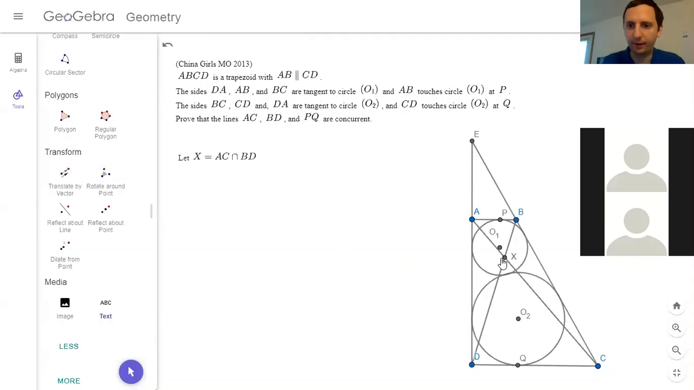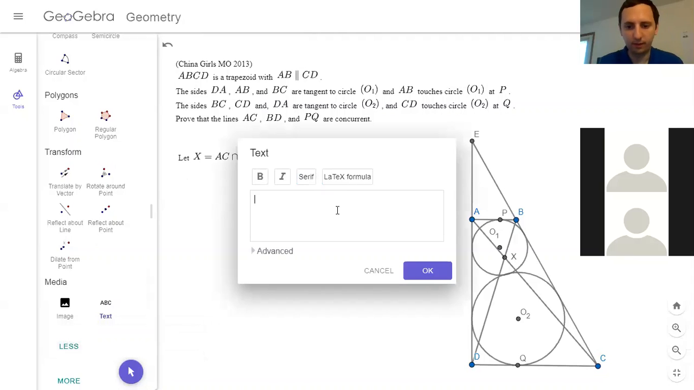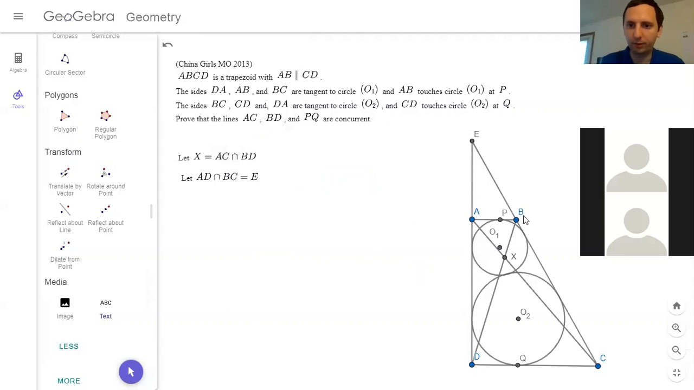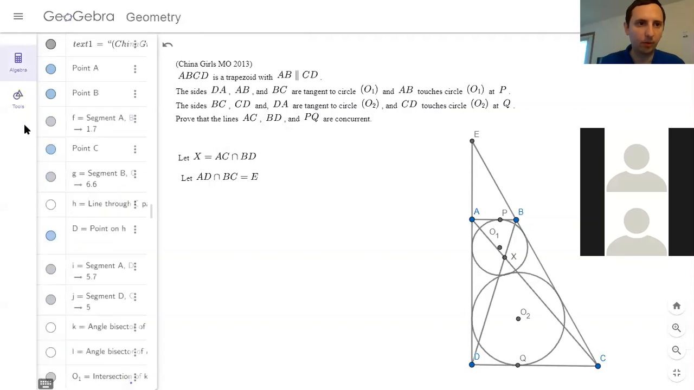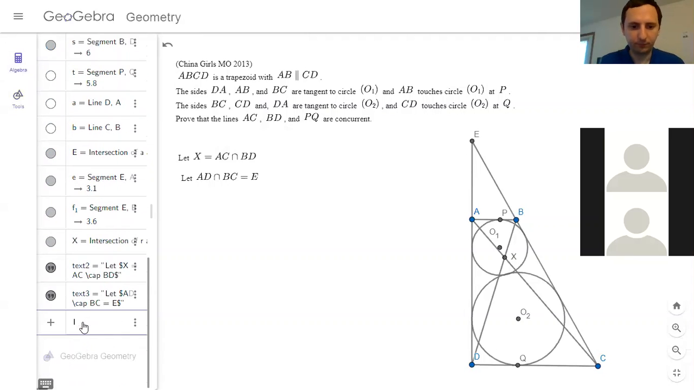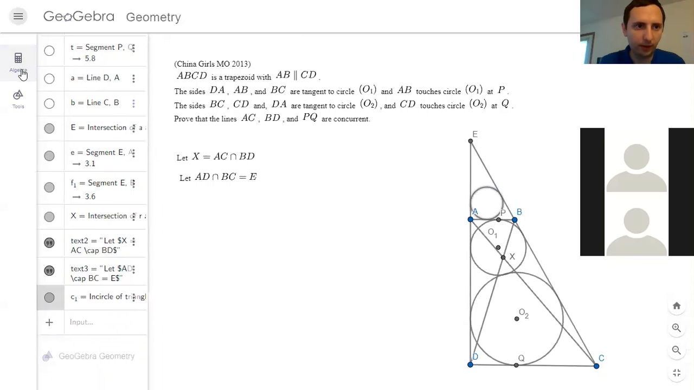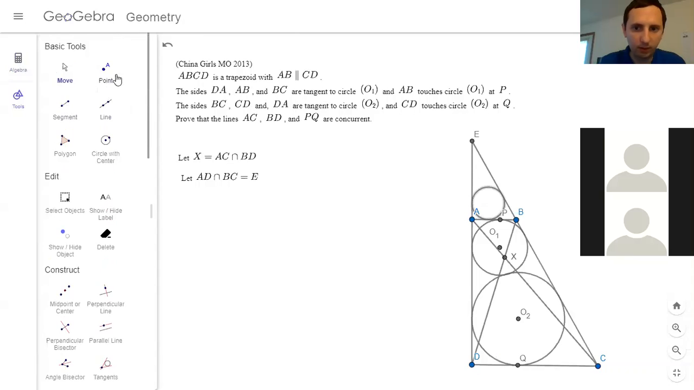All right, so X is that intersection point. Let AD intersect BC at E. And then draw the in circle of EAB, and let it be tangent to AB at F.